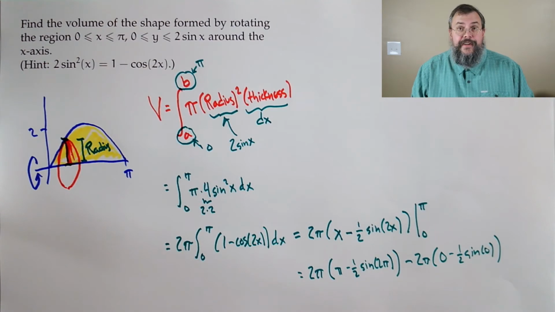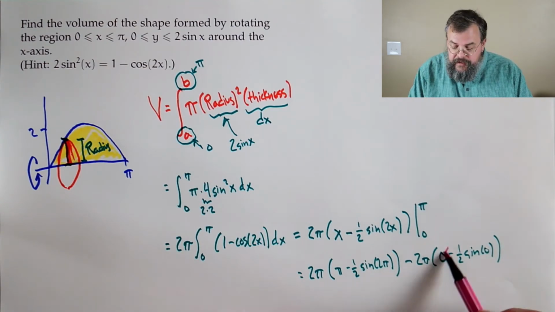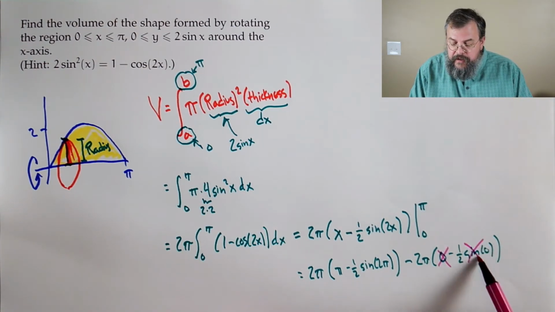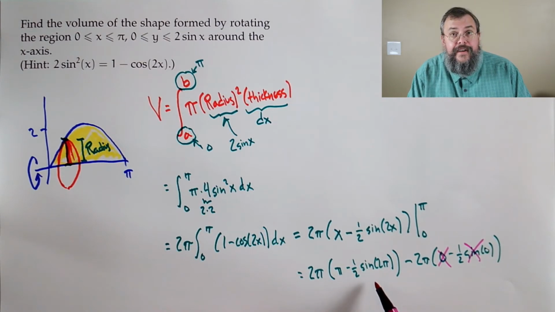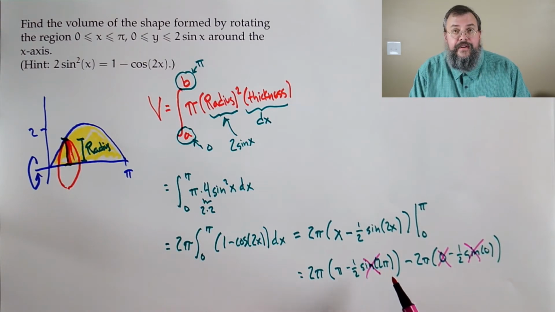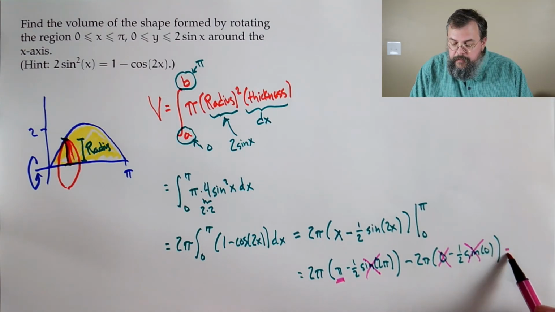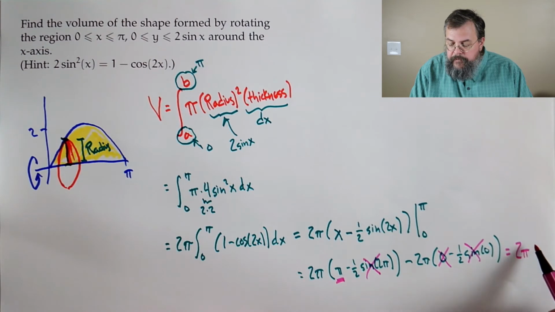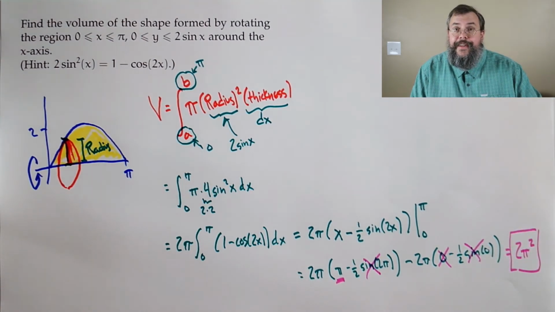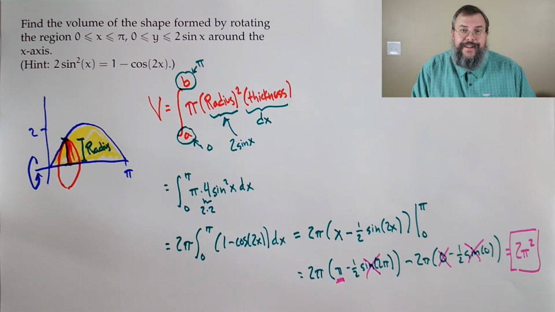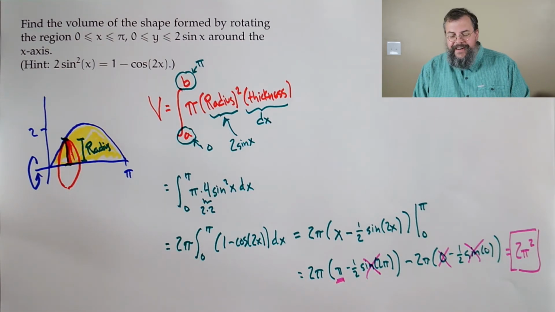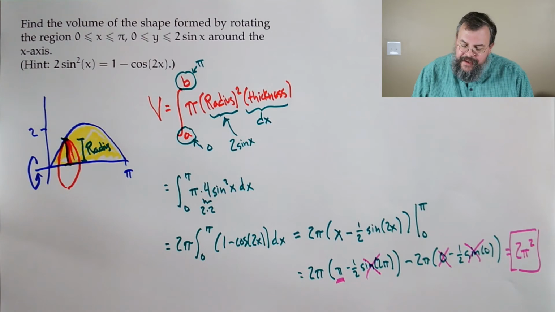So what happens? Well, lots of things happen. The zeros go away. Sine of 0 is 0. How about sine of 2 pi? Sine of 2 pi is also 0. In fact, it almost all goes away except for that pi there. Times the 2 pi leaves us with 2 pi squared. And there we go. That's our answer. Beautiful. Nice. So simple at the end.